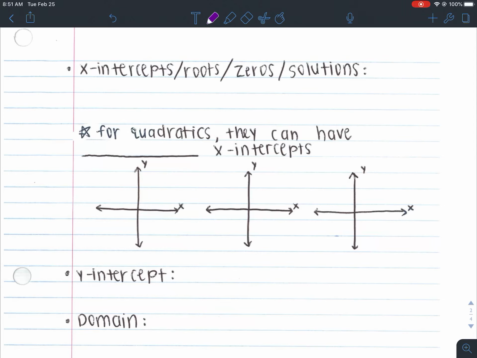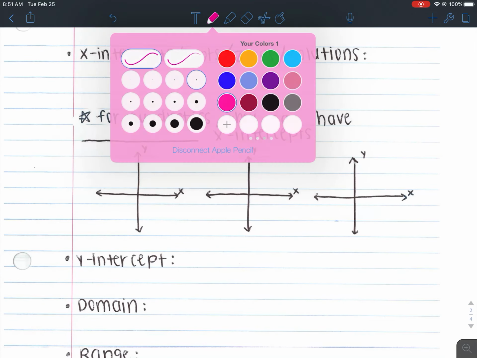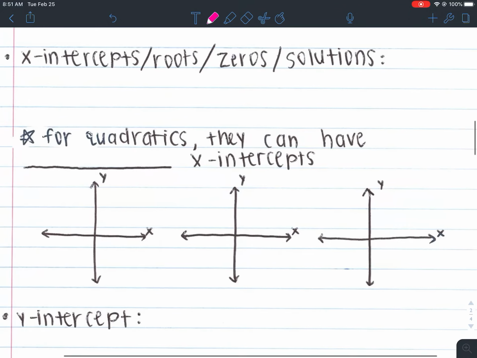Okay, moving on, we have a few more vocabulary words that we have talked about before. So the first one is x-intercepts, roots, zeros, solutions. So these all mean the exact same thing. So if I ask you what the zero is, I'm asking you what the x-intercept is. If I'm asking you where the solutions are, I'm asking you where the x-intercepts are. If I'm asking you where the roots are located, I'm asking you where the x-intercepts are located. So these 4 words all mean the exact same thing, x-intercept, okay? So you want to make sure that you've got all of those words down. You don't want to forget any of them. They all mean exactly the same.